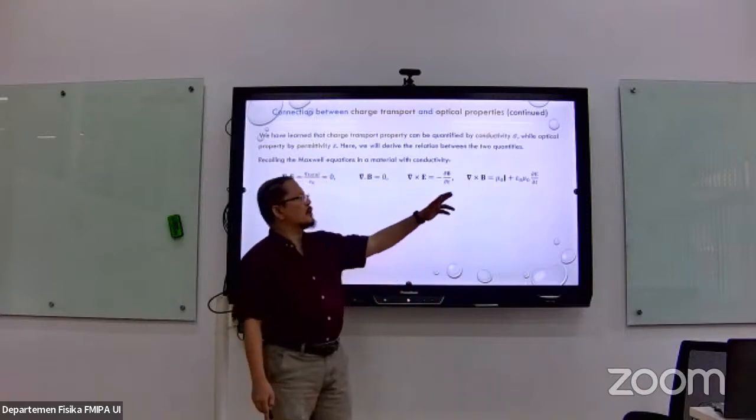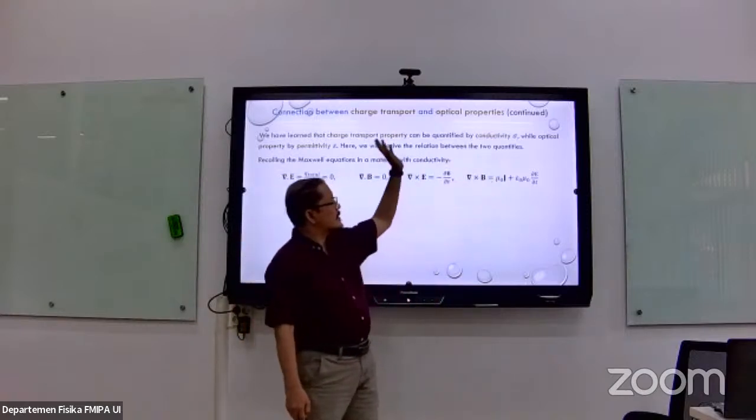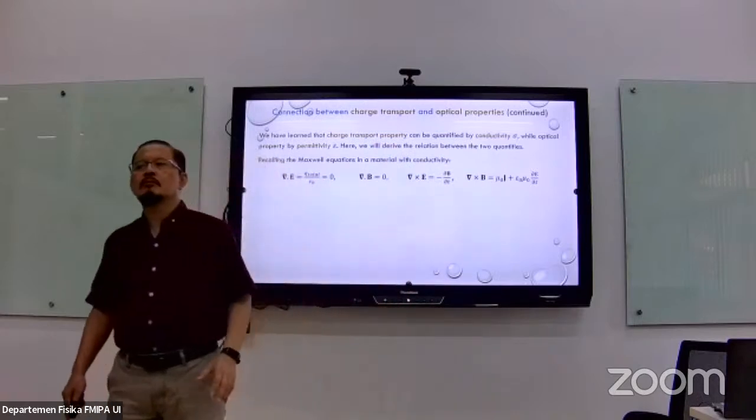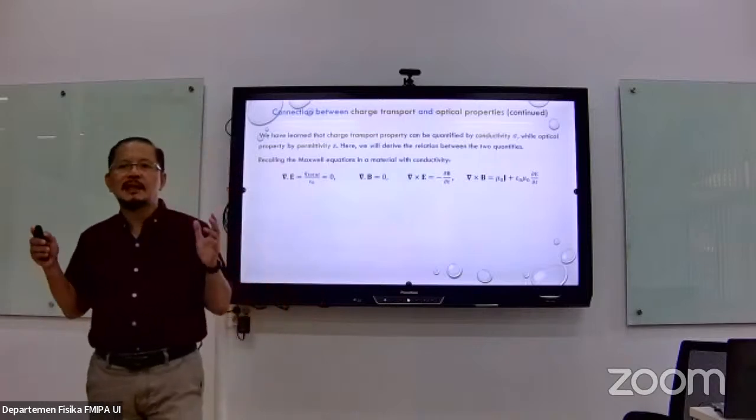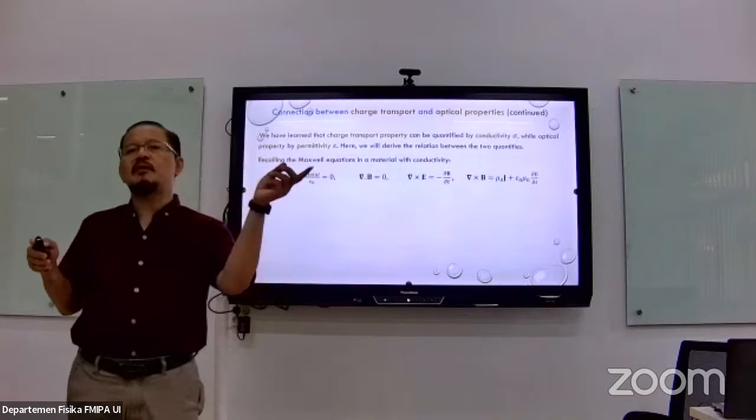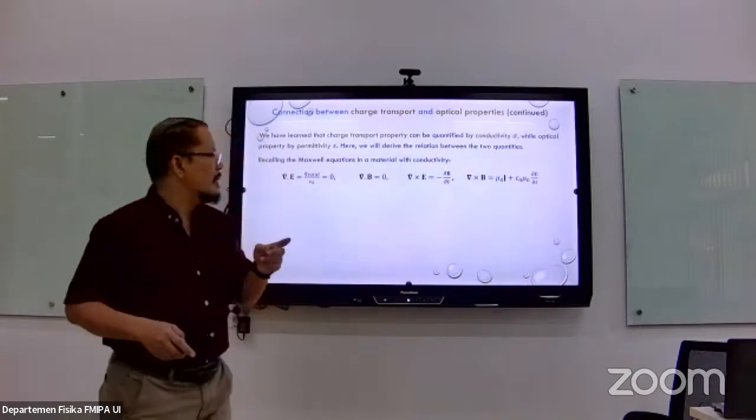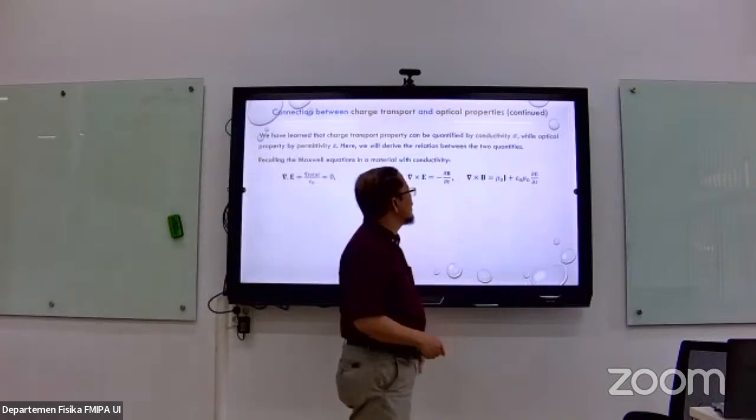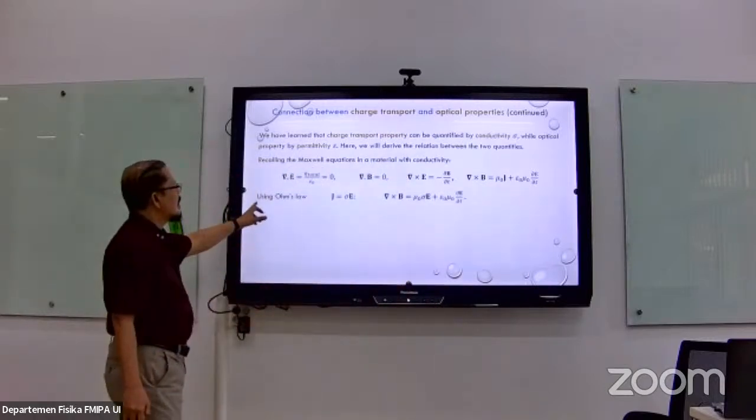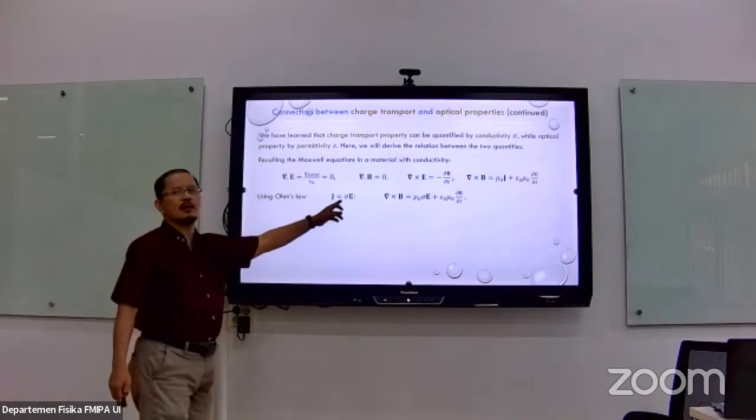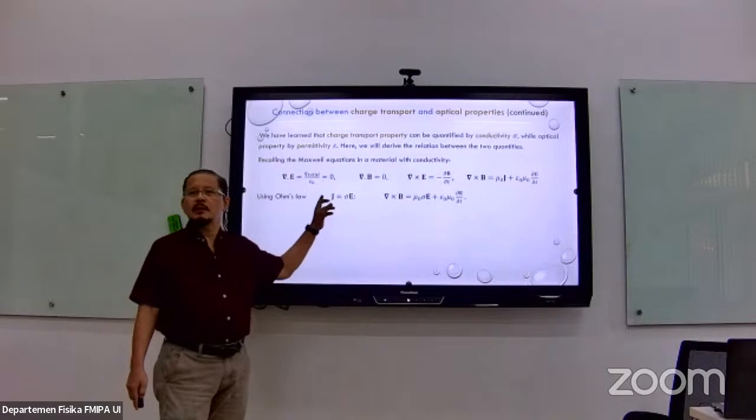This is the important part of this discussion. When we talk about materials that don't have conductivity, if the conductivity is 0, then this term will be zero. Because we also need to apply Ohm's law. This is Ohm's law. Do you recognize it?